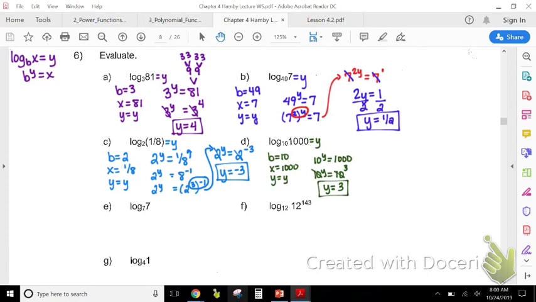All right, E. It's in log form. I'm going to set it equal to y. What is my base? What is my x? And what is my y? So b to the y equals x. Yeah, that second 7 there has a 1 as the exponent. Base is already equal, so y equals 1.